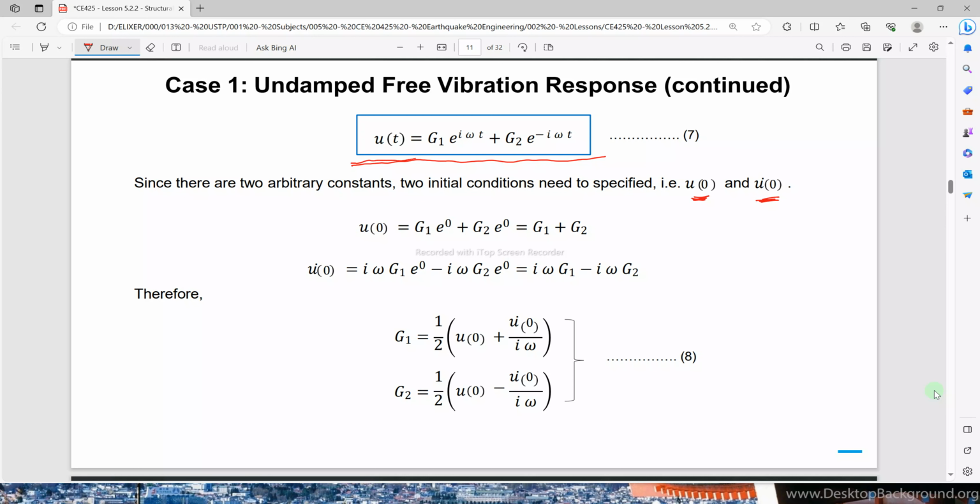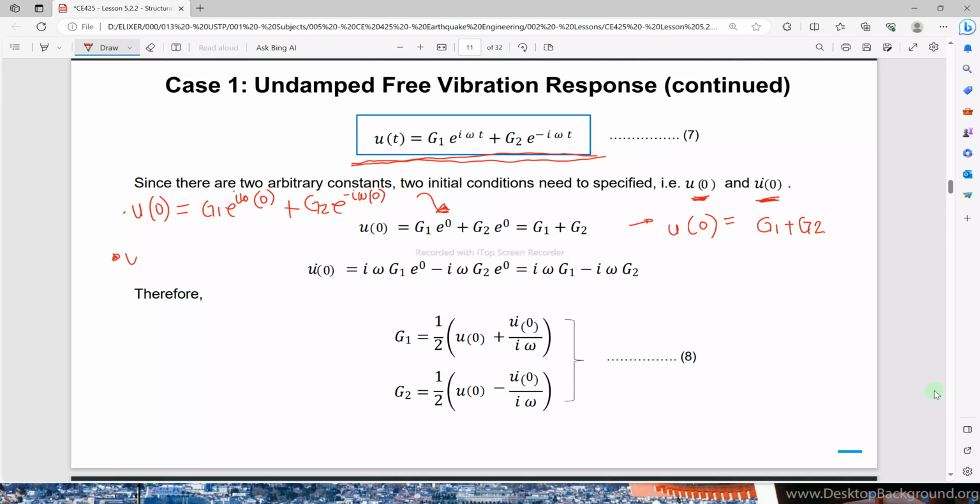Since this is our U of t, for U of 0, when time is equal to 0, we have G1 e to the i omega times 0, plus G2 e to the negative i omega times 0. So eventually, you will have your initial condition, U of 0 is equal to G1 plus G2.